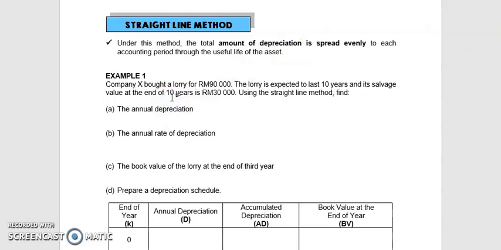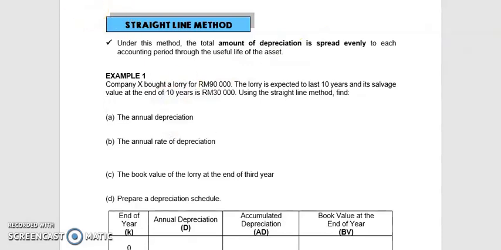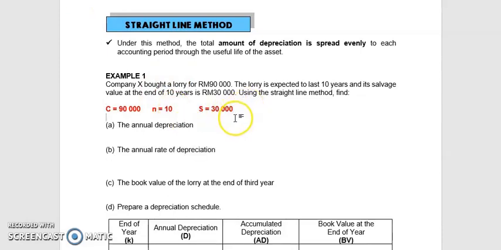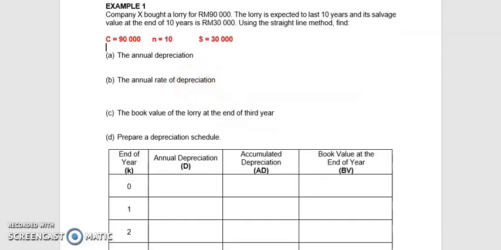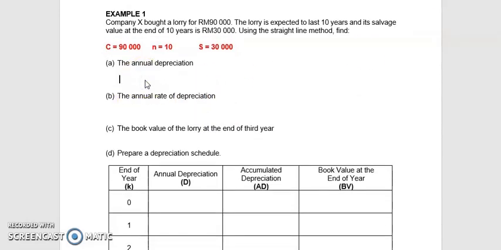Okay, first, as usual, we extract the info given. So 90,000 is the cost, and then useful life n equals 10 years. And what else? Salvage value equals 30,000. Okay, A, find the annual depreciation. It means that for 1 year, it depreciates by how many thousand? So straight line method, D equals cost minus scrap value divided by N.